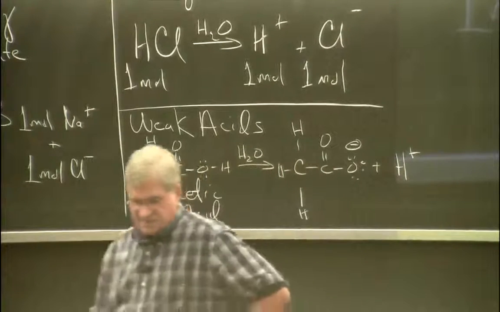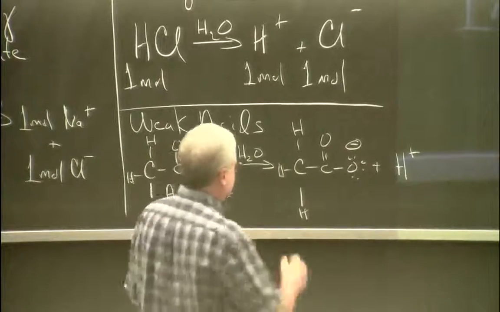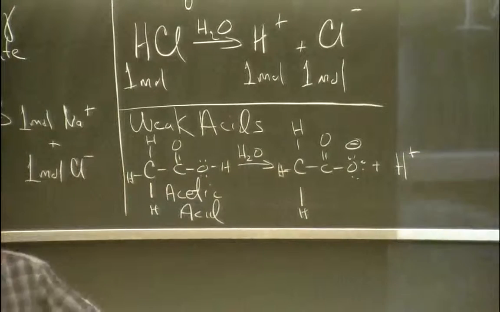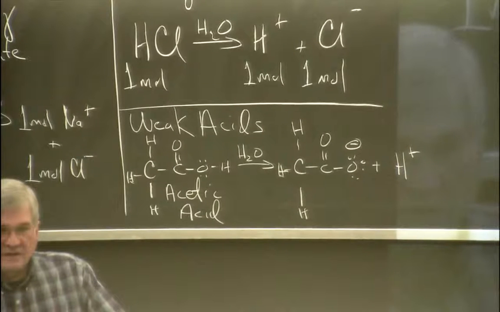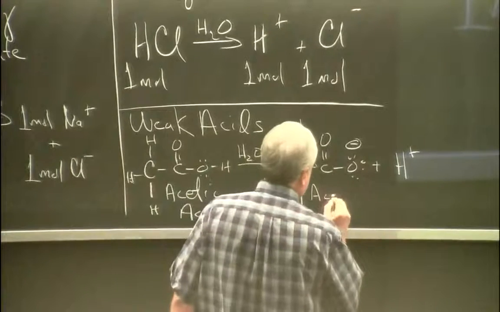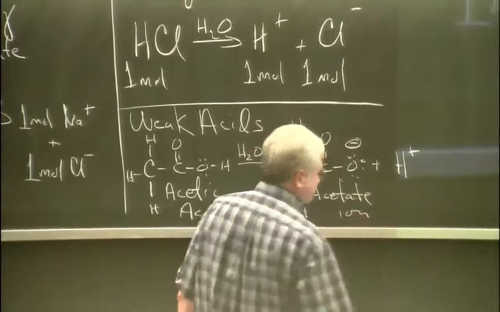Okay, so you put the acetic acid in water, and that's what you get. You get a dissociation. This is called, can anybody name that ion, by the way? If it is acetic acid, what do you call the ion? Acetate. Very good. Acetate ion. And that's, of course, hydrogen ion.